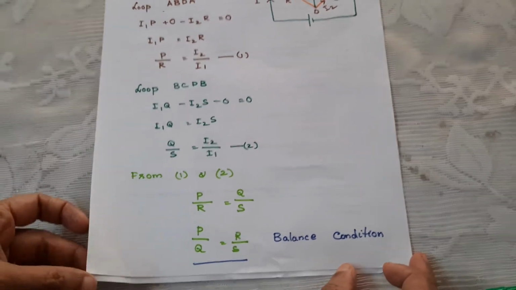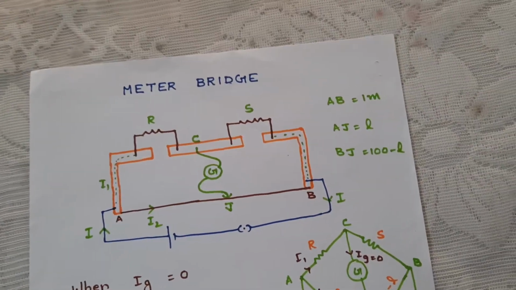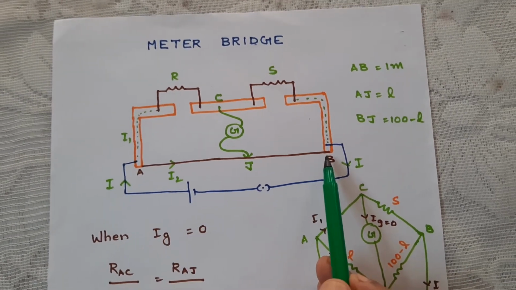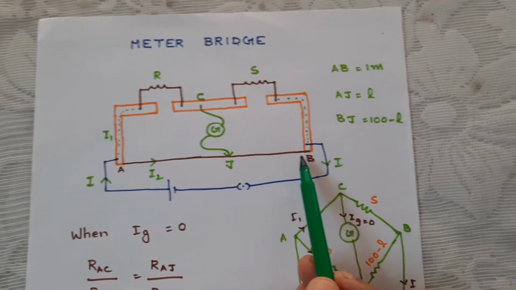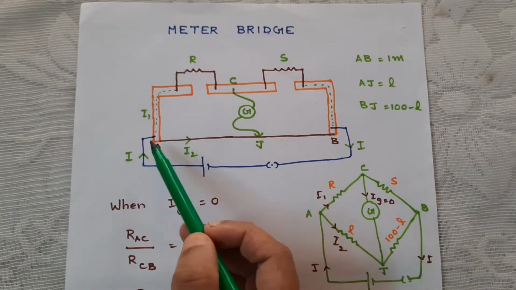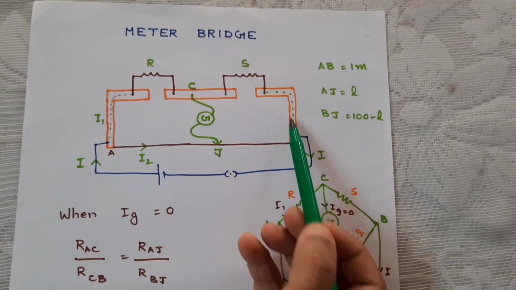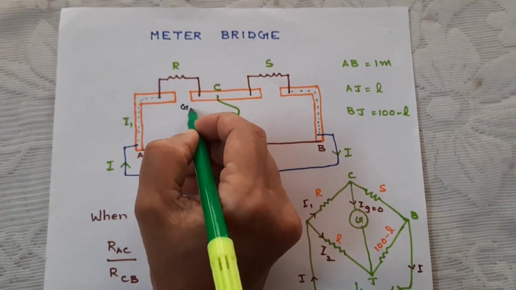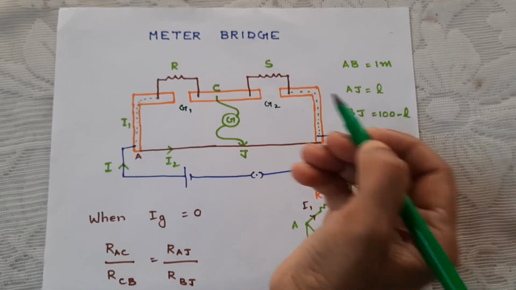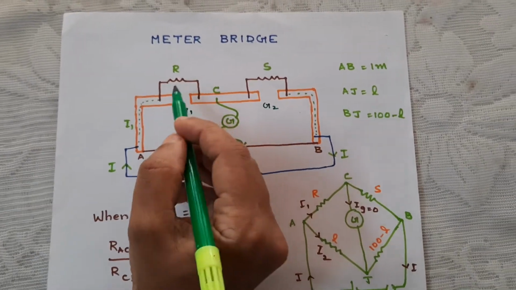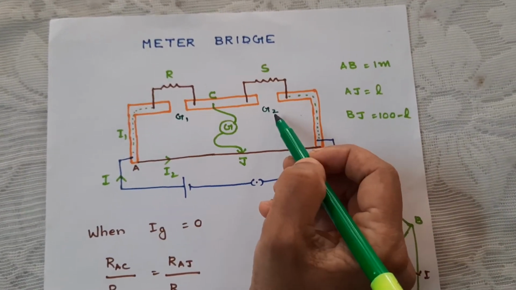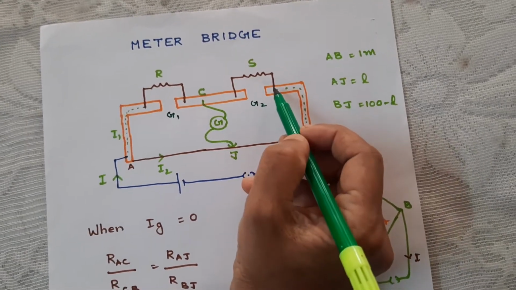Now let us see the meter bridge. A meter bridge consists of a resistance wire AB of 1 meter long. It is fixed at the ends of a metallic strip. And this metallic strip has two gaps, G1 and G2. Across one gap G1, an unknown resistance R is connected. Across the other gap G2, a known resistance S is connected.